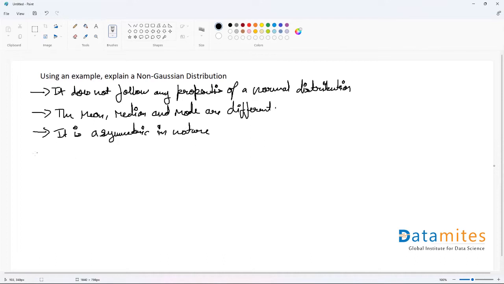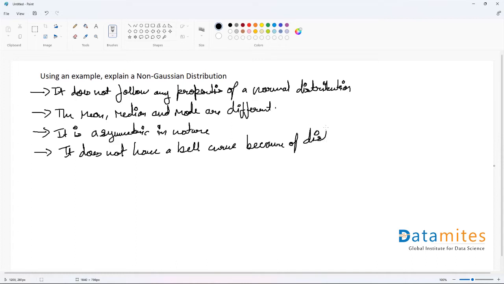So even that is different here, and it does not have a bell curve because of distortion in data distribution. So this is caused generally due to skewness in data. So the distortion is in the form of skewness. Okay. So we can also call this skewness.